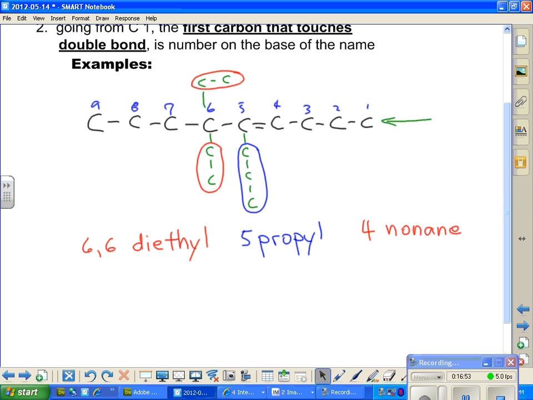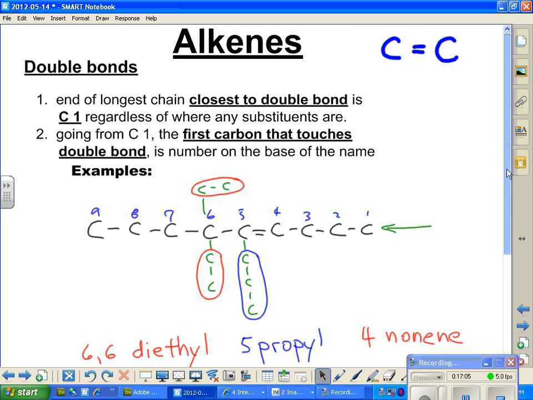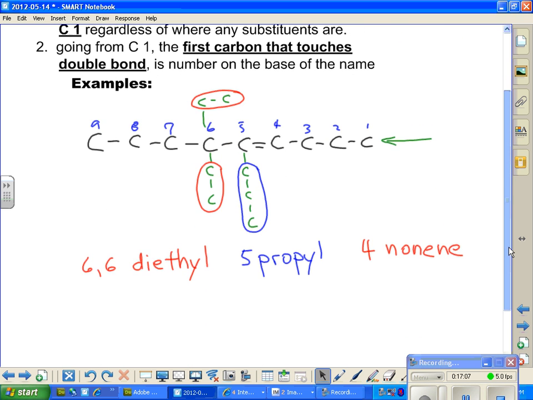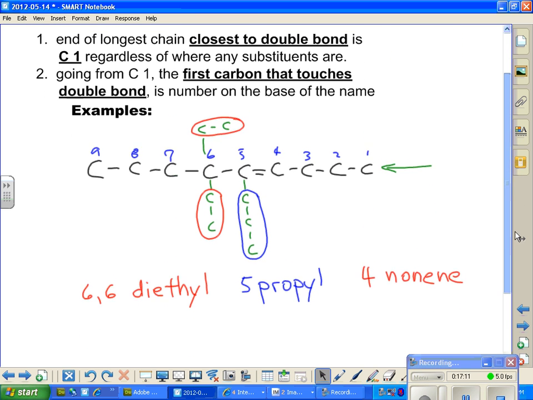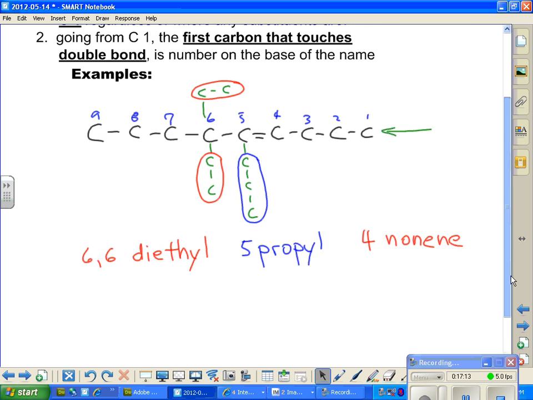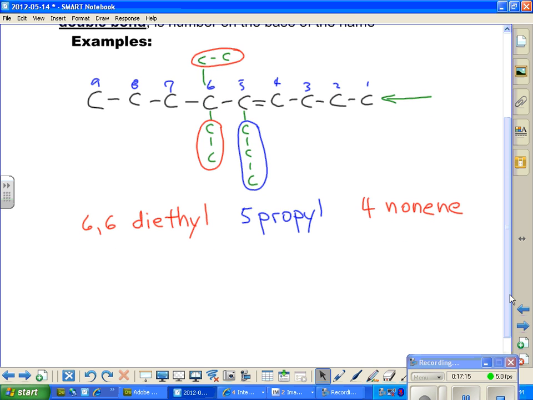Or nonene. Oops, nonene, E-N-E, because we have the double bond. If I made that mistake earlier, rest assured that everything I did on this page is an ene. Just in case I did that error earlier, I can't see what I did right now. All right, let's go on.